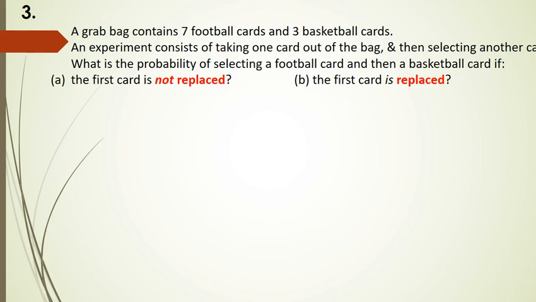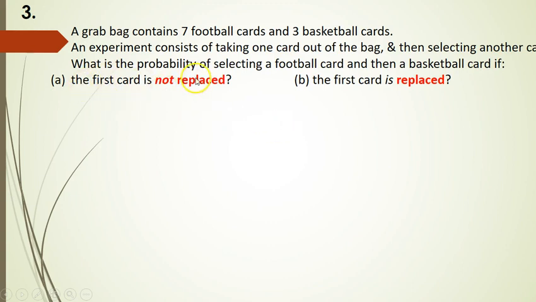You're right. 10. Because we're going to add the 7 to the 3. Remember, that's always going to be our denominator. It says an experiment consists of taking one card out of the bag and then selecting another card. What is the probability of selecting a football card and then a basketball card? This is an and probability.